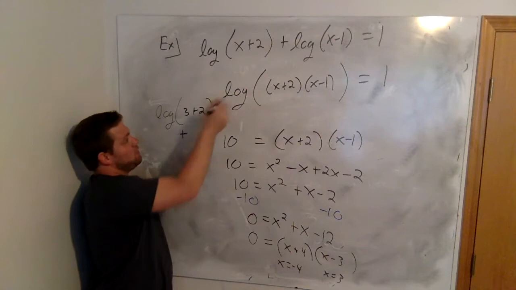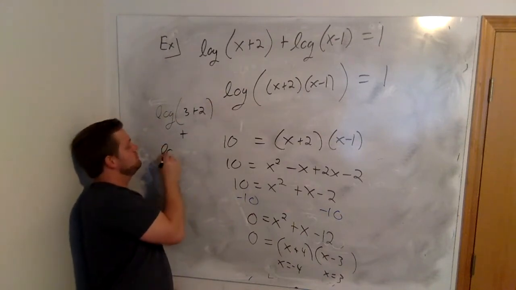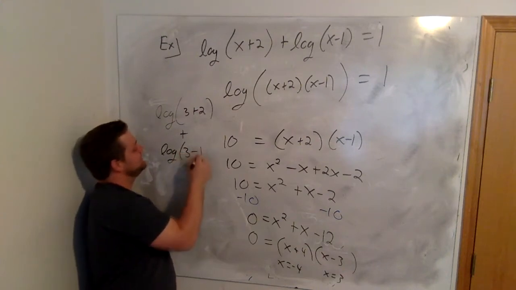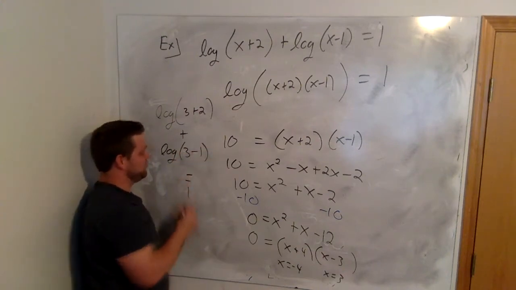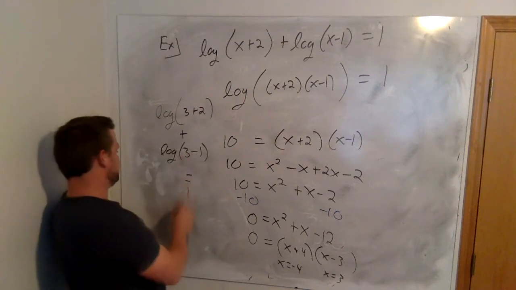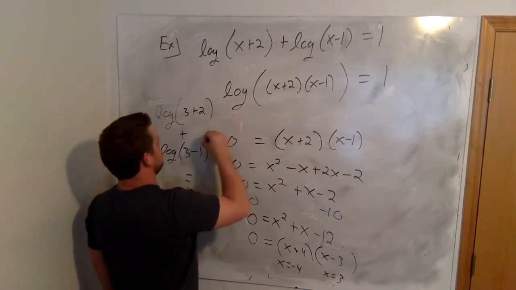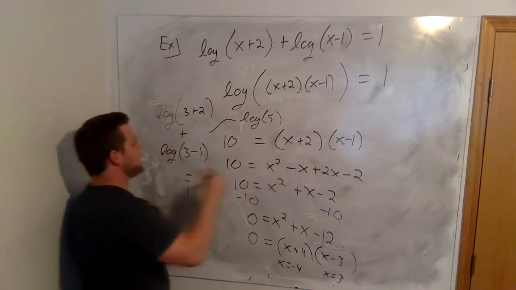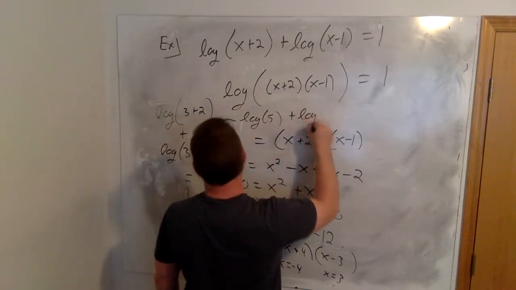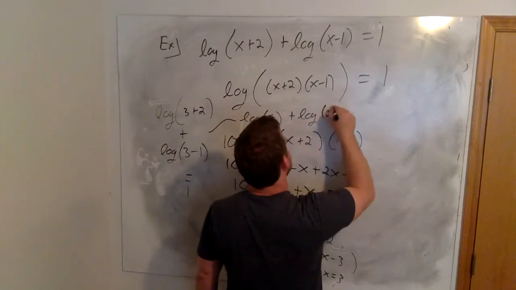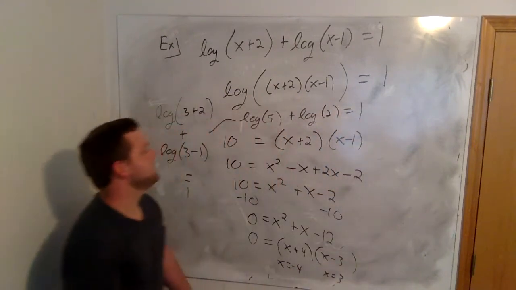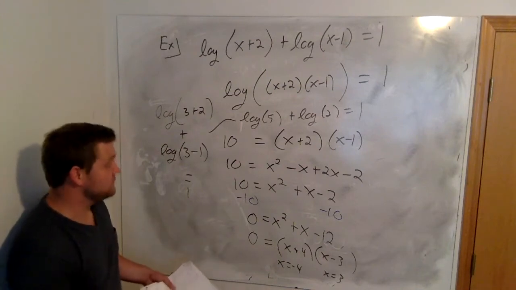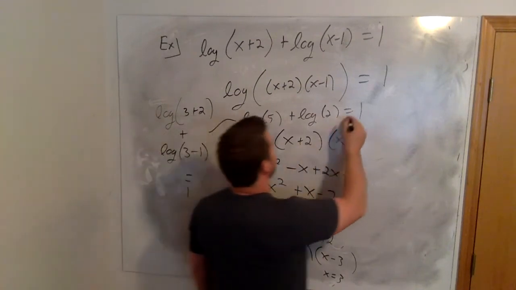Wish I had more room. I'm always saying that. I always need more room. 3 minus 1 is equal to 1. Okay. Well, what is this? This is the same thing as what? Log base 10 of 5 plus log base 10 of 2 is equal to 1. I already know this is going to work. I'm not going to have a domain issue when I'm plugging in 3. You can continue just to make sure you have the right answer.